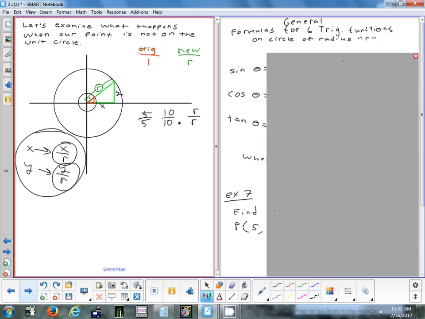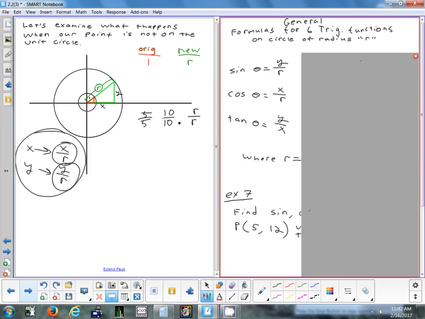circle. Okay, what was the definition of sine originally? Yeah, it was y. And what did I just say we're going to replace y with? Yeah, we're going to replace it with y over r. Okay. Cosine was x. We're going to replace x with the scaled down version, x over r.